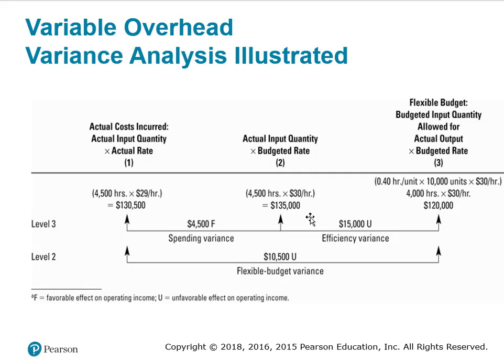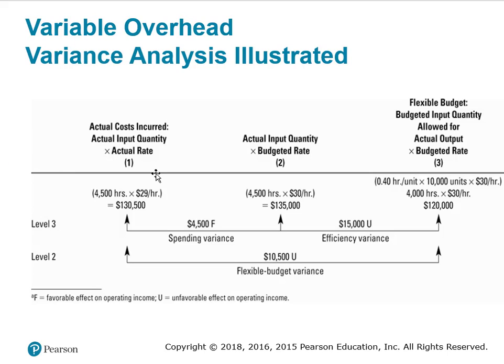And then for the flexible one in the middle, that is the actual input quantity times the budgeted rate, which makes sense. Before you do anything, pull back and look at these numbers. We've got 130,000, 135,000, 120,000. They're all at least in the same ballpark. You don't have crazy numbers in here. If you've got $1 million in here, something's wrong. It's just not right. So make sure that everything's sort of in the same family.